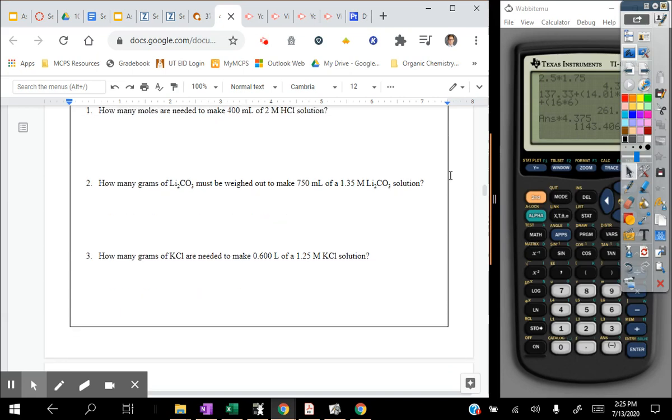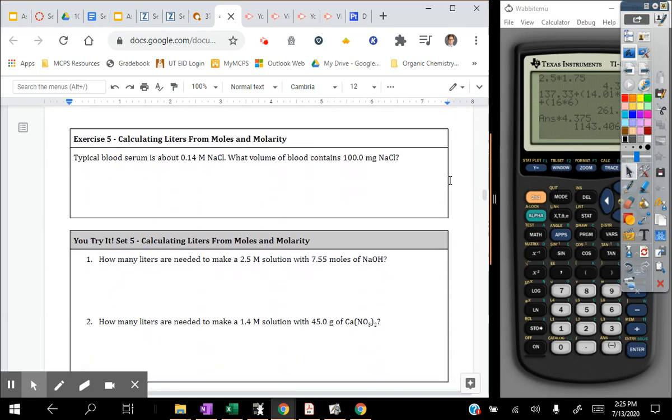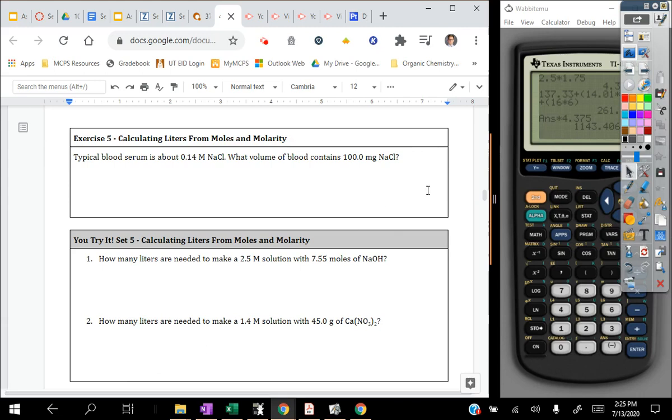Okay, keeping an eye on time, welcome back. We've got one more exercise to do, particularly looking at the second manipulation, where we are calculating liters from moles and molarity. Here I have a typical blood serum that is 0.14 molar sodium chloride in concentration. What volume of blood contains 100.0 milligrams of NaCl? All right, well, milligrams is not very useful for us, but we know we can convert grams to moles. So first, let's get milligrams into a useful unit.